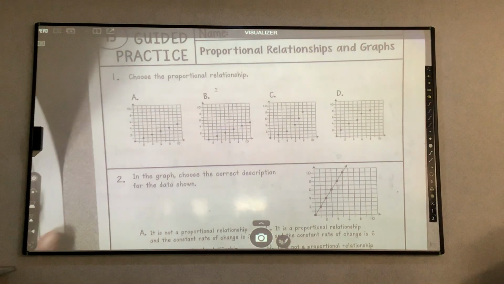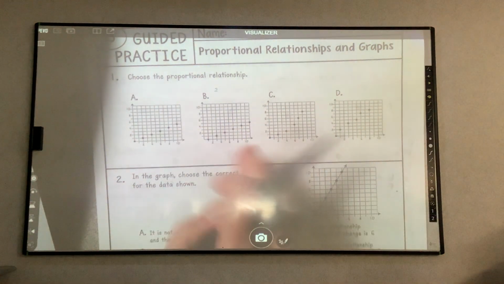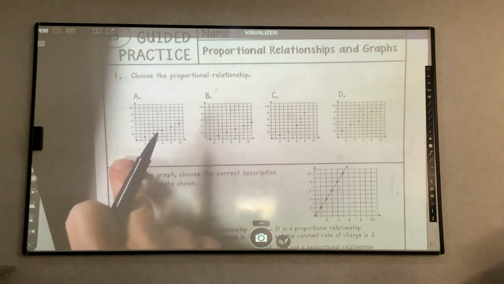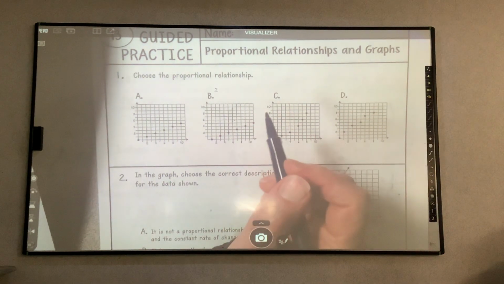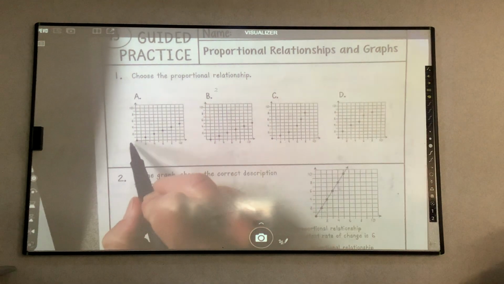It says to choose a proportional relationship. So the first thing I need to do is look at all these graphs and draw a line through the dots. Go ahead and draw lines through the dots on all of them.